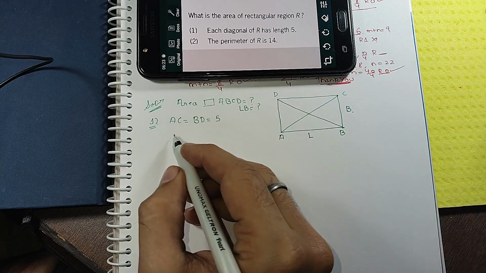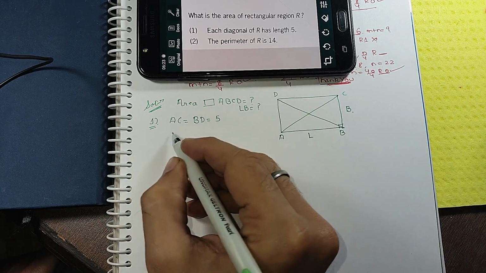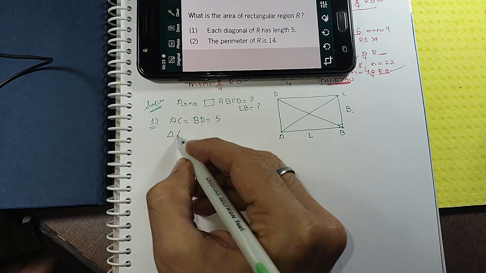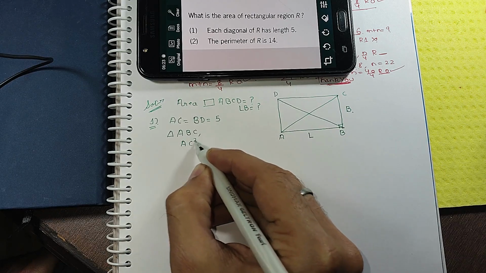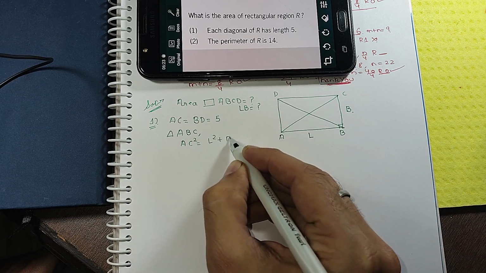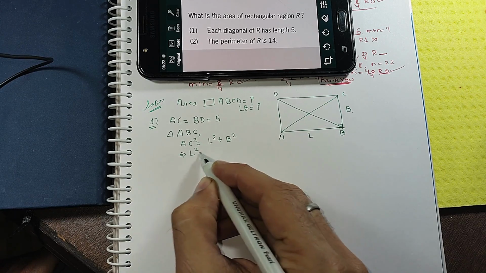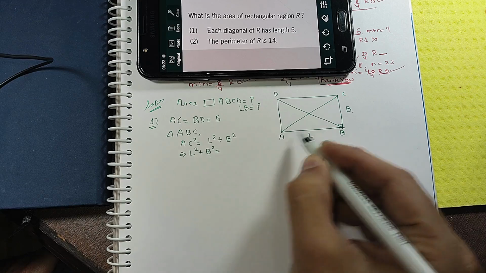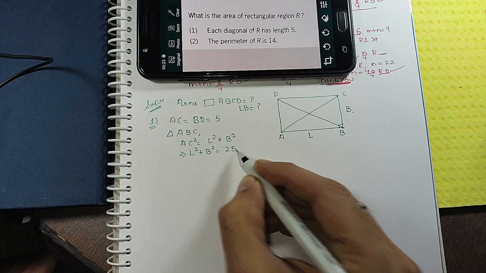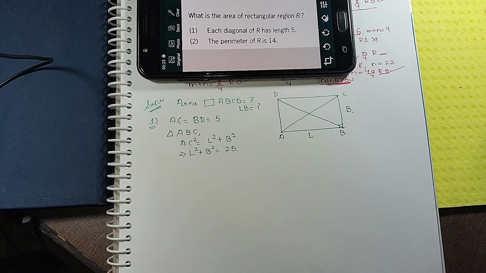Now AC has been given to us as 5. So by applying Pythagoras theorem in triangle ABC, I can have AC square is equal to L square plus B square, or I can write L square plus B square on the left hand side, and AC is 5, so AC square is 25. Right? Now I can have different values for L and B so as to get the sum 25.